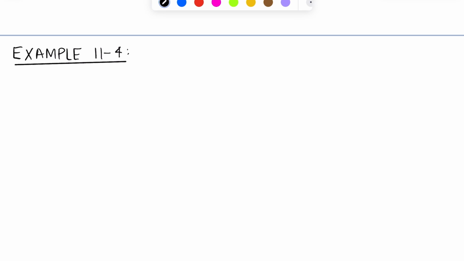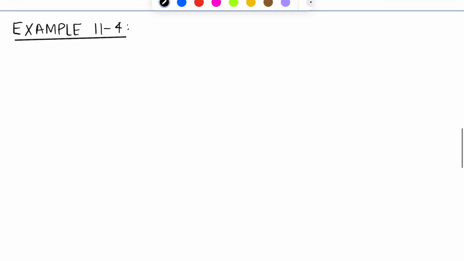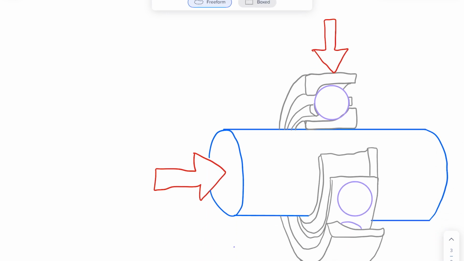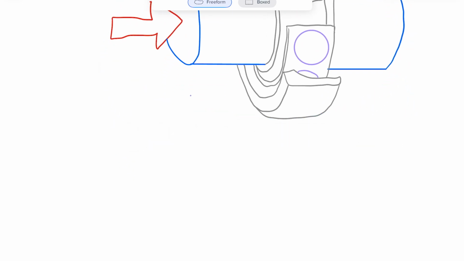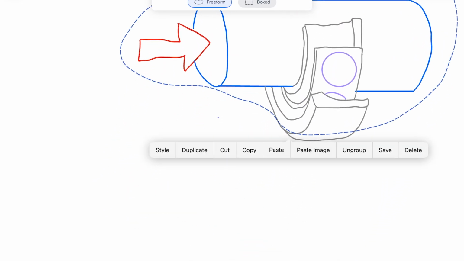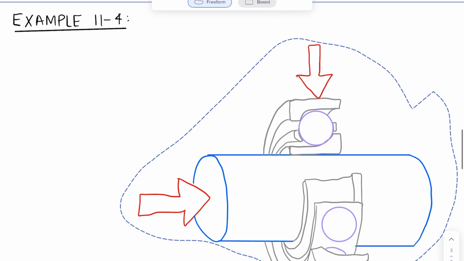Today we are covering an example of how to use combined loading conditions to find a predicted life of a particular bearing. So this is example 11-4 out of the textbook, and I have added a drawing here of what is described by this question so that you can really see what is meant by the term angular contact bearing.